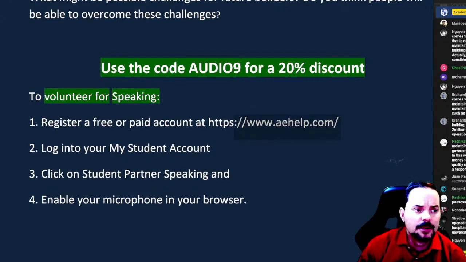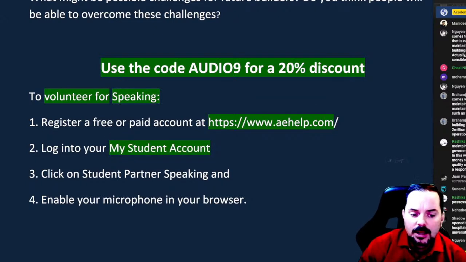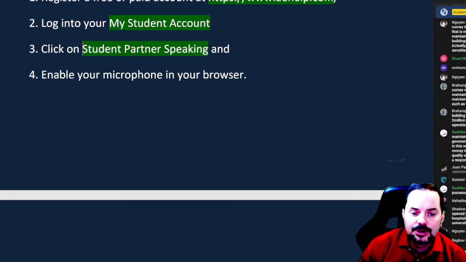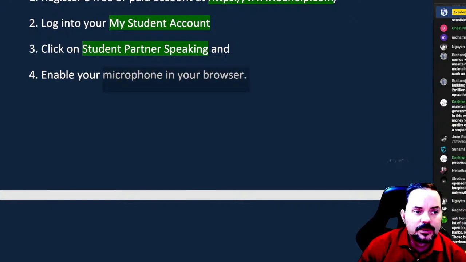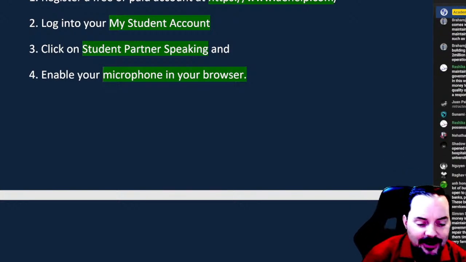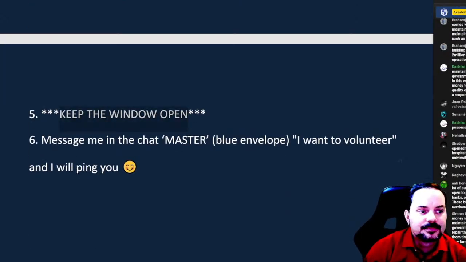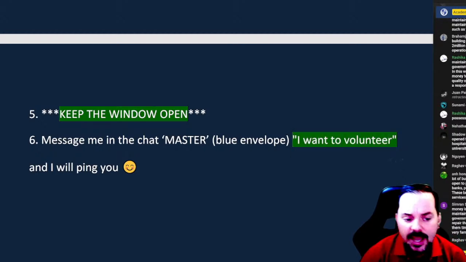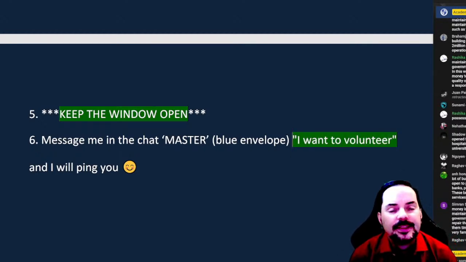Go to aehelp.com. That's your first step. HTTPS. It's SSL secured. You're safe. All's good. Okay. Go to my student account. Click on student partner speaking. Enable your microphone. Make sure your microphone and your speaker works. People complain about my camera not working sometimes. Sheesh. All right. Keep the window open. Okay. And then message me. Send master a message. I want to volunteer. And I'll ping you. I'll be like, hey, are you there? And then I'll call you.